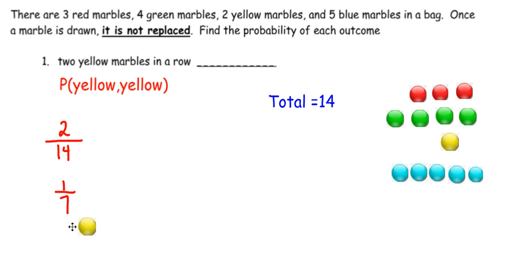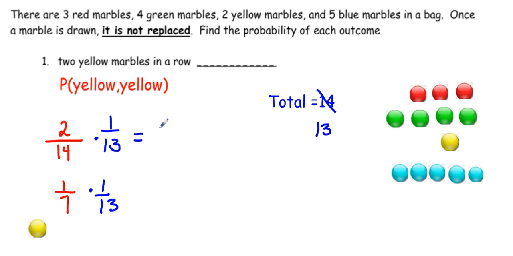So I take that marble out of the bag. Now what's the chance of me drawing another yellow marble? Well, how many marbles do I have? 13. And how many of them are yellow? 1. So my probability of drawing a yellow marble, not putting it back, and then drawing the other yellow marble is 1 in 91.